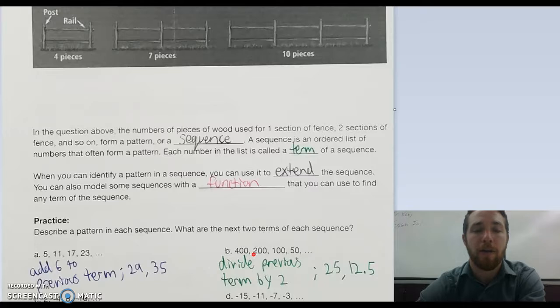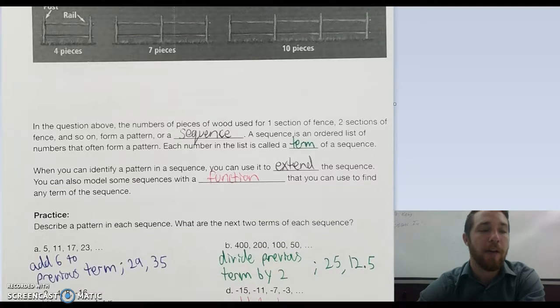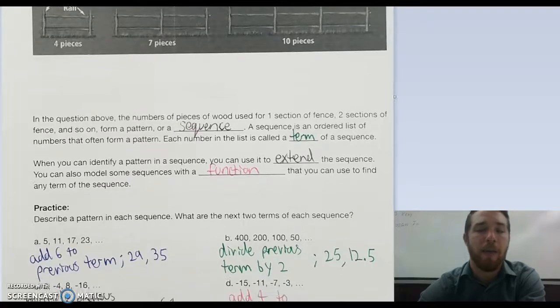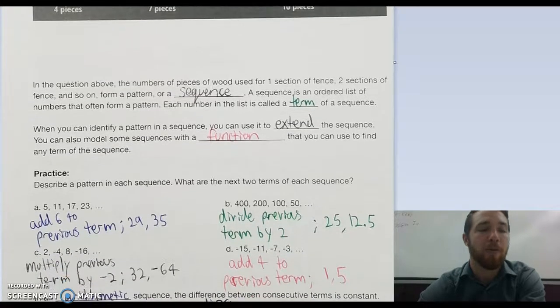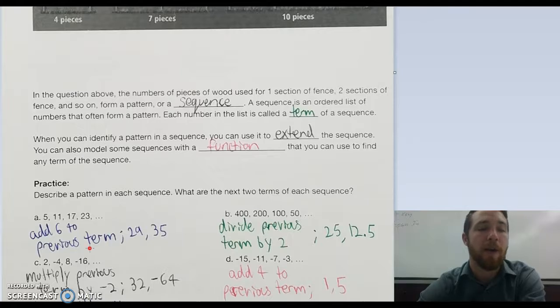If I take this pattern, it looks like every time I divide the previous term by 2. So in that case, if I kept going, I divide again, I get 25, and one more is 12.5. Next pattern that I see, if I have 2, -4, 8, and -16, looks like every time there, I have to multiply my previous term not by a positive, but by -2, because I switch signs every time. So if I keep multiplying by -2, -16 times -2 is 32, times -2 again, I get -64. Last pattern, if I have -15, -11, -7, and -3, looks like every time here I'm adding 4 to the previous term. So if I kept adding 4, I would get 1 and 5.